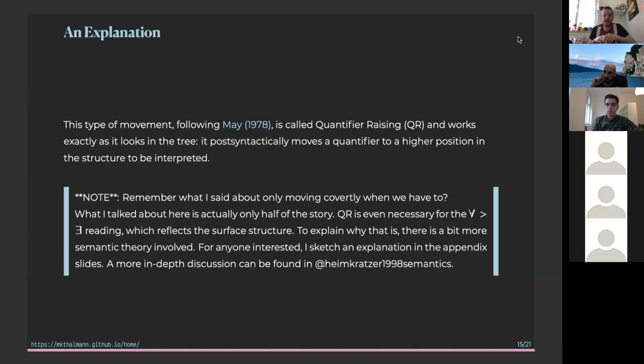But because we can't see it, it is termed post-syntactic. It applies at LF, and LF is the structure that we use for semantic interpretation. So what am I writing down here? Right, okay. Again, this is a simplification. There's more in the appendix around this, because we actually need multiple applications of quantifier raising here.